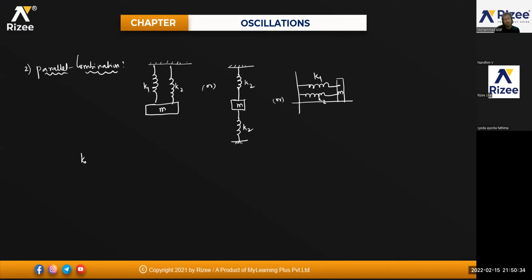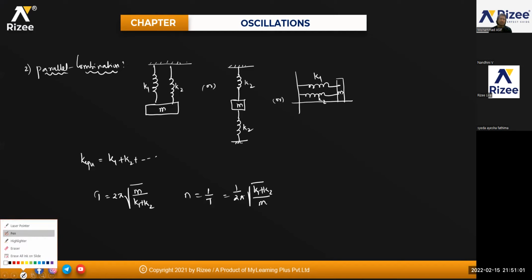So for this one, K equivalent will be equal to K1 plus K2, and so on. So the time period will become T equals 2 pi under root of M by K effective, so it is K1 plus K2. Frequency will be the reciprocal of the time period. So that will be equal to 1 by 2 pi under root of (K1 plus K2) divided by M. Okay, so you can write the frequency with that given condition.